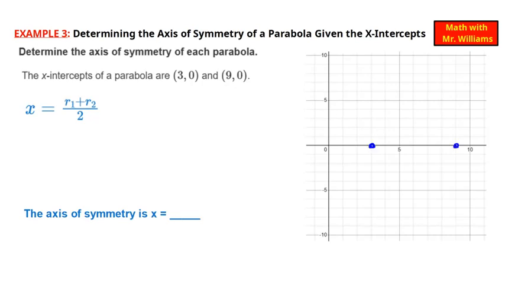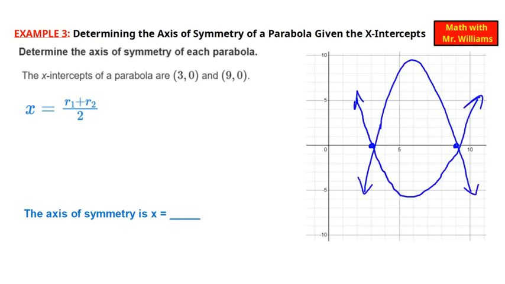And we know that no matter what, if this was a parabola that opened upward or downward, there'd have to be an axis of symmetry somewhere between those two dots, because it's the halfway point. It's like folding something in half. So to find that, we're going to use this formula, r1 plus r2 divided by 2. The r1 represents the 3, and the r2 represents the 9. So we have 3 plus 9, divided by 2. 3 plus 9 is 12. Divide that by 2, and we end up at 6 as our axis of symmetry.